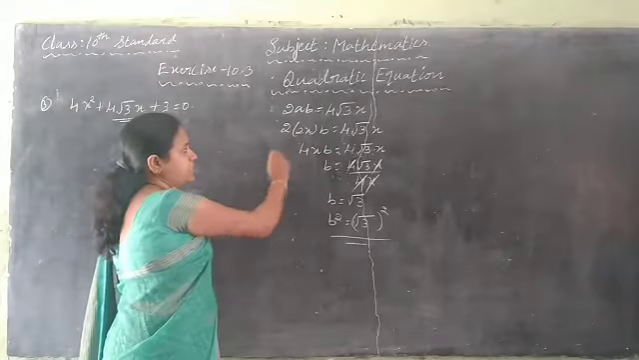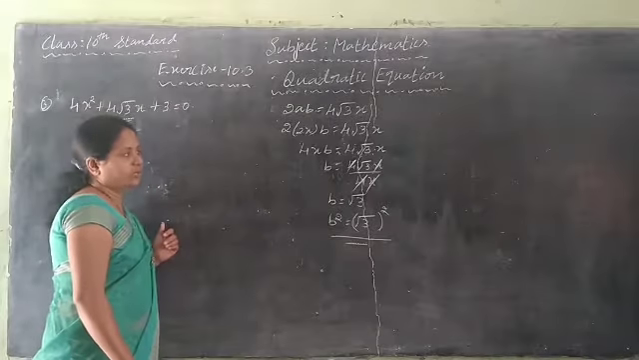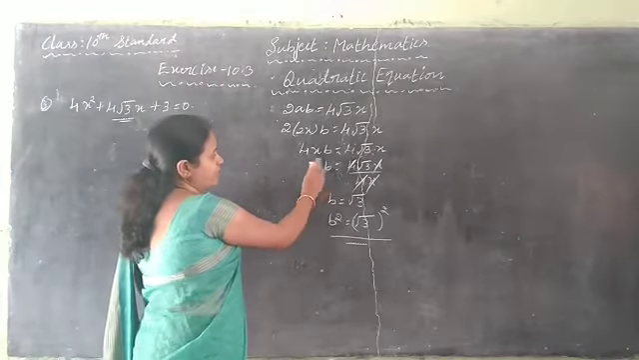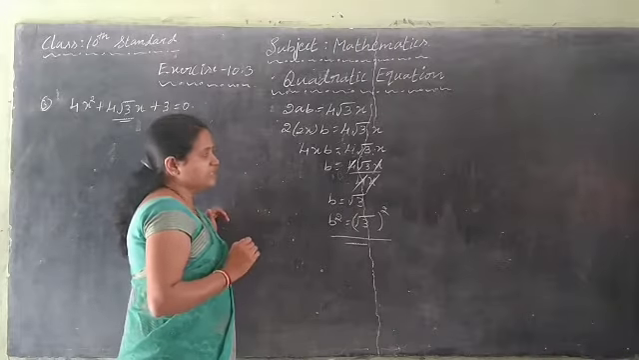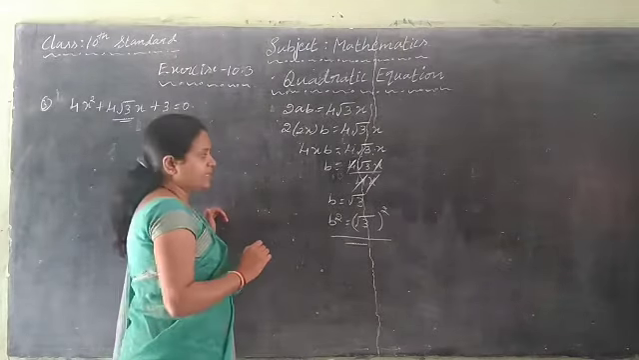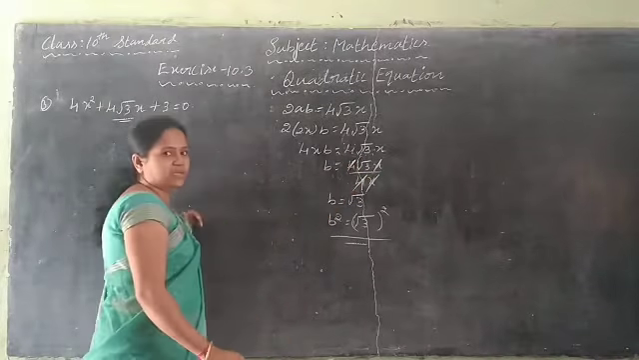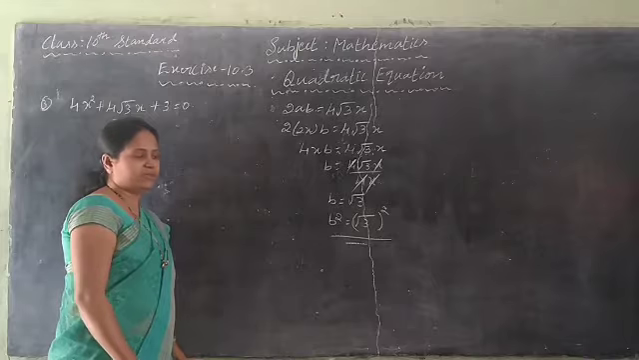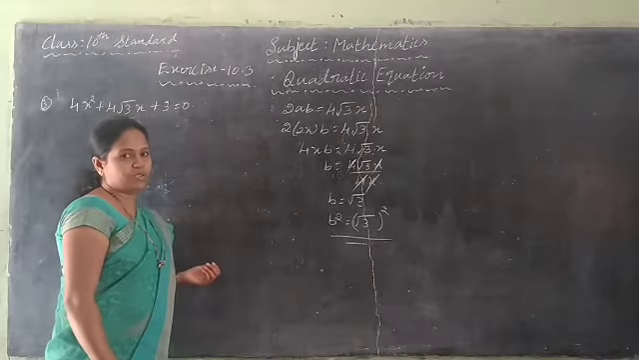Now multiply these two things, children. 2 into 4x, b is equal to 4 root 3x. Then transfer 4x to the right hand side. What do you get? 4 root 3x by 4x. Next, 4 cancels with 4 and x cancels with x, children. Remaining is root 3. Then b square means you get root 3 whole square.